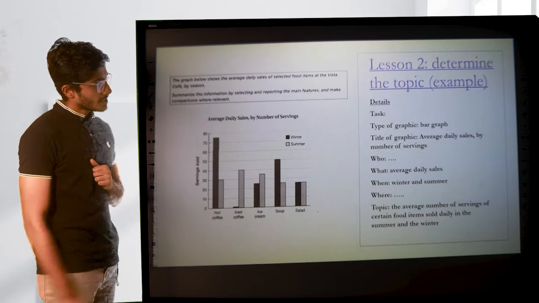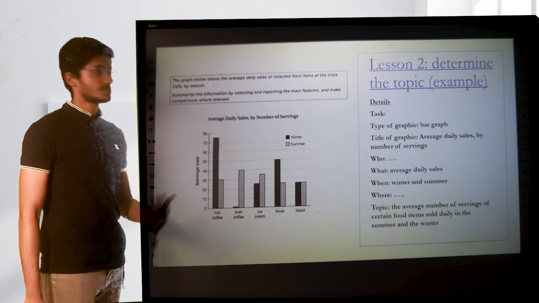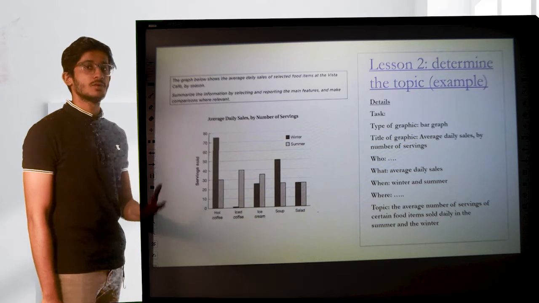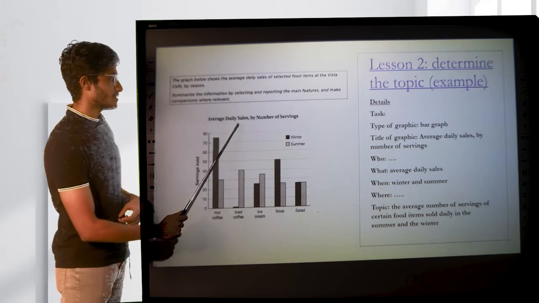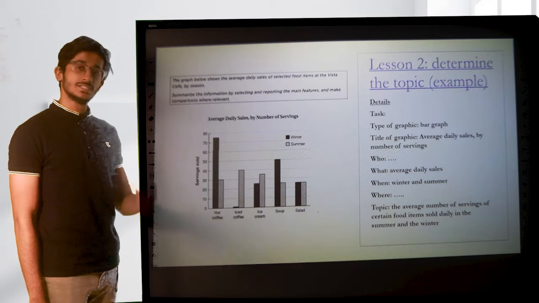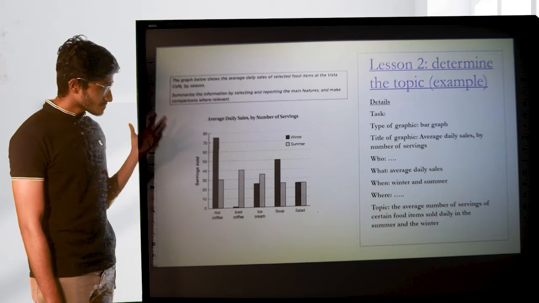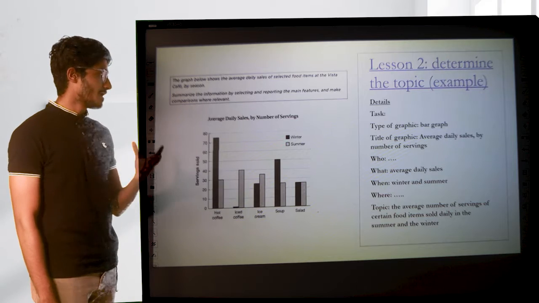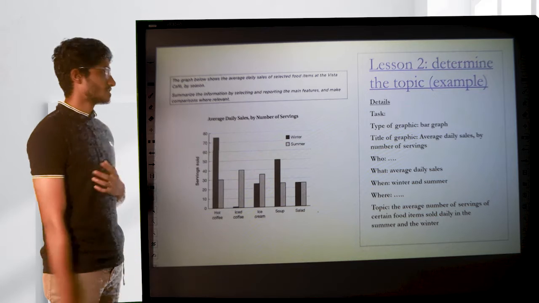Now, we look at the type of the graph. What type of a graph is this? This is a bar chart. It's pretty straightforward. You have to be familiar with different types of graphs. Then the title of the graph. Here, this is the title of the graph: average daily sales by number of servings. So this tells you what the graph is about. The graph is about average daily sales by the number of servings.